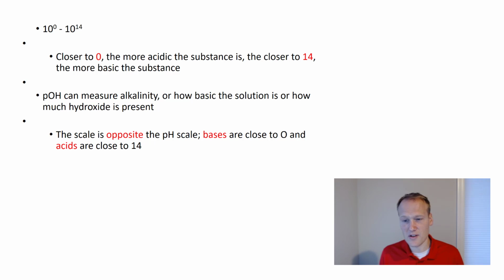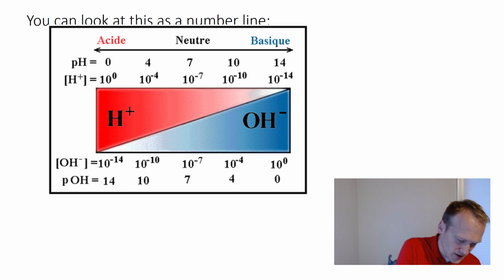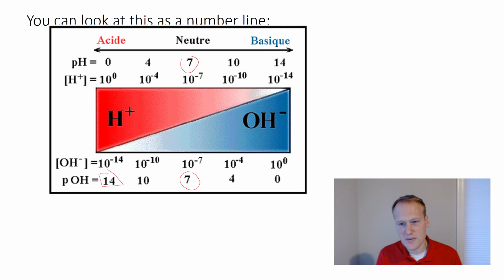You can also do the scale with OH negative being the focus. We call this pOH, and it measures alkalinity or how basic something is. And the scale would be opposite. So if a substance had a pH of 1, then it would have a pOH of 13 because it would be opposite. You can kind of see this here on the scale. We see something with 10 to the 0 here, which is a pH of 0, it has a pOH of 14. And as you can see, they overlap in the middle. So if there's a pH of 7, the pOH is also 7.